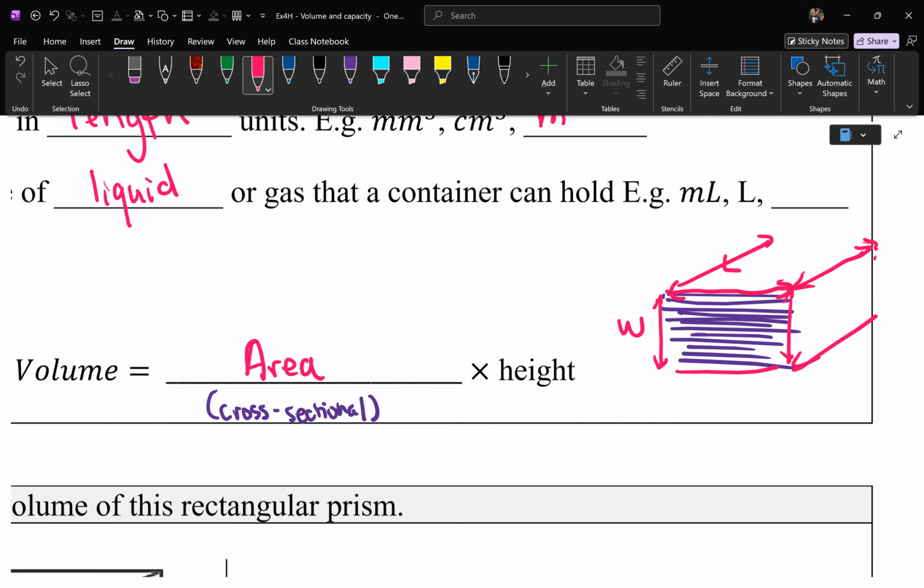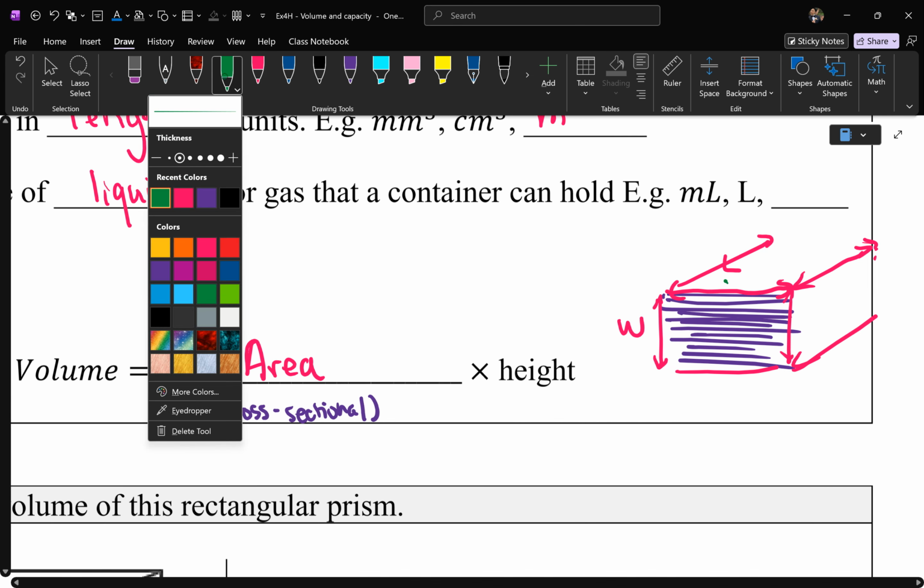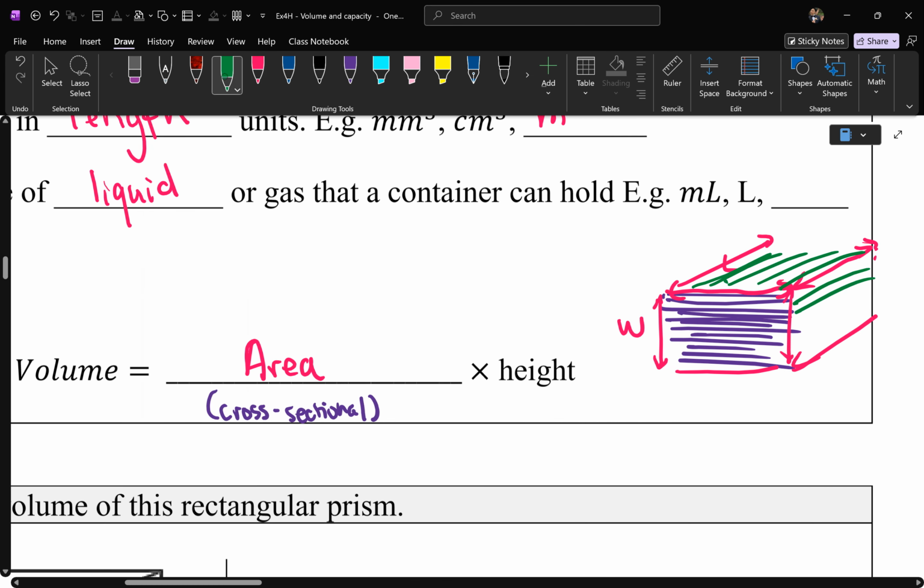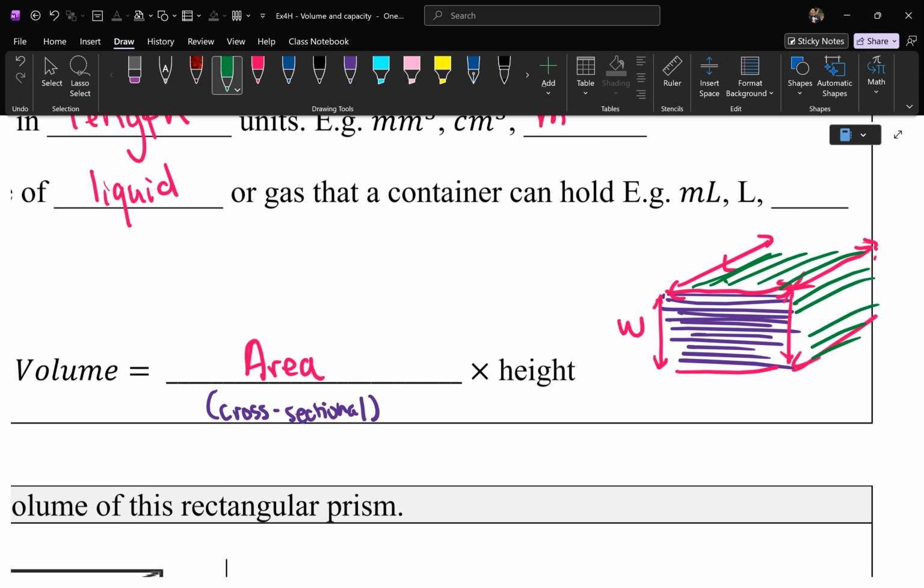If I extend it forward, how many of these 2D sheets can I fit along this line? If I fit them infinitely this way, I then get the volume, the space. So this is the area that I'm talking about when we say cross-sectional area. Why is this important to understand?